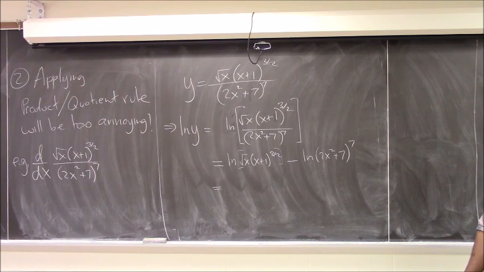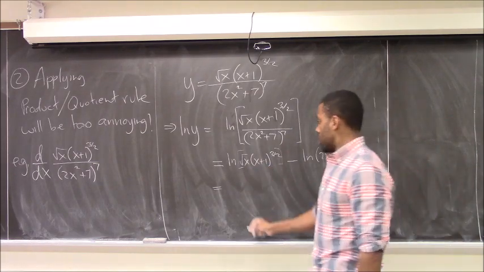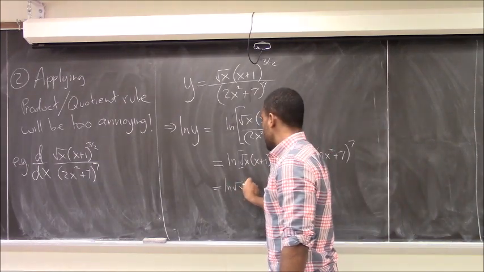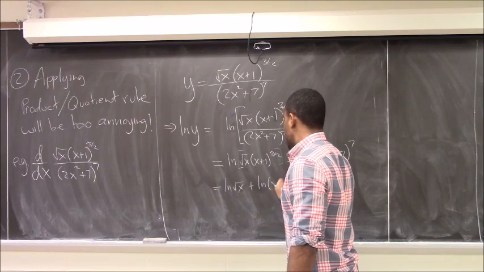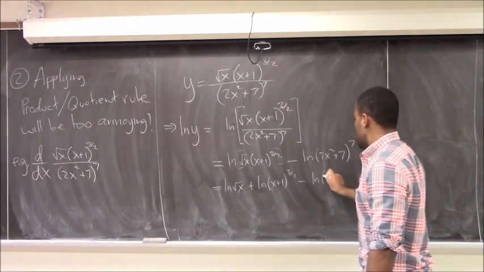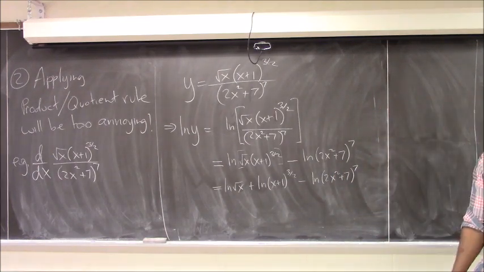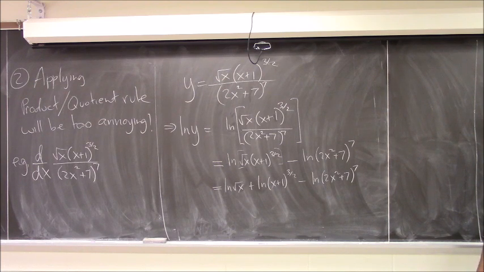ln of radical x plus ln of... Yeah, here we have a product, so I can take this as ln of radical x plus ln of (x plus 1) to the 3 over 2 minus ln of (2x squared plus 7) to the 7th. Now what? So you prime over u for all of them? Yeah, but I still think it's going to be a little too annoying.